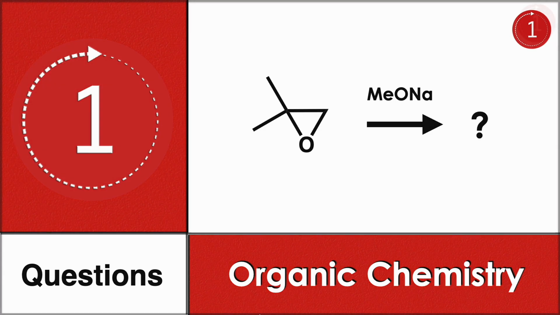Daily one question for you. The starting material is an epoxide. One side you have hydrogen, another side you have a methyl group. Reacting with sodium methoxide, you should find what will be the final product.